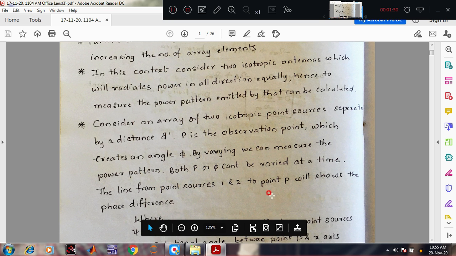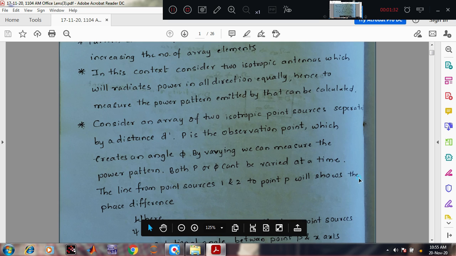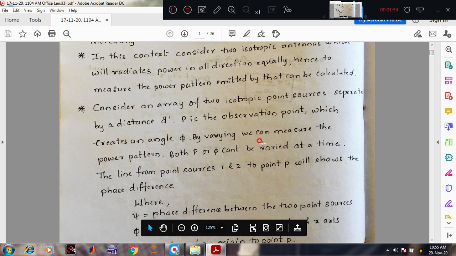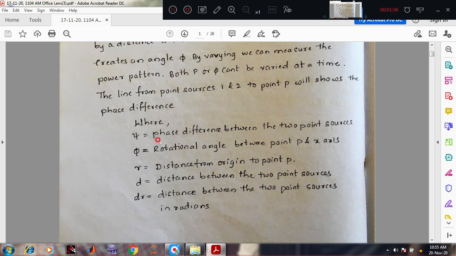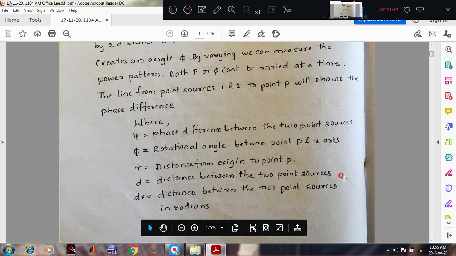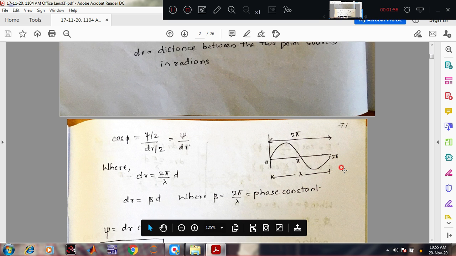The lines from point sources 1 and 2 to the point P show the phase difference. Psi is the phase difference between the two point sources. Phi is the rotational angle between the point P and the x axis. r is the distance from the origin to point P. d is the distance between the two point sources. dr will be the distance between the two point sources in radians, right? So this is about the background.